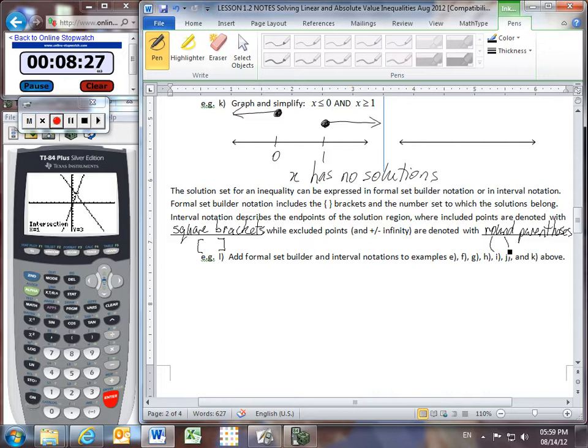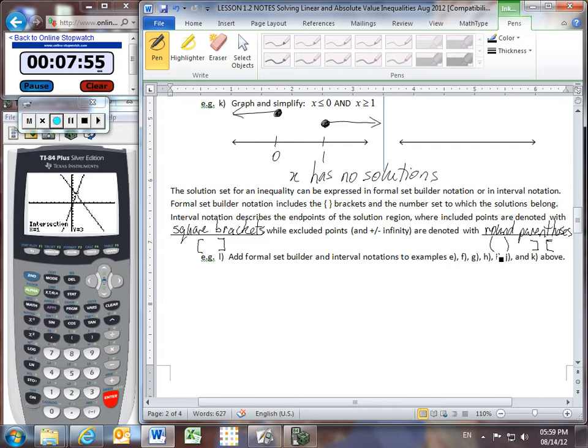And I'm just going to add that IB, which you'll see next year, sometimes uses an additional type of round parentheses, meaning they're not included. And they actually use backwards square brackets. That's a little obscure. I don't know whether I might show that to you as we look at some examples. So I'm supposed to add formal set builder and interval notation, so the two new kinds of notations, to describe the solution sets for examples E, F, G, H, I, J, and K above.